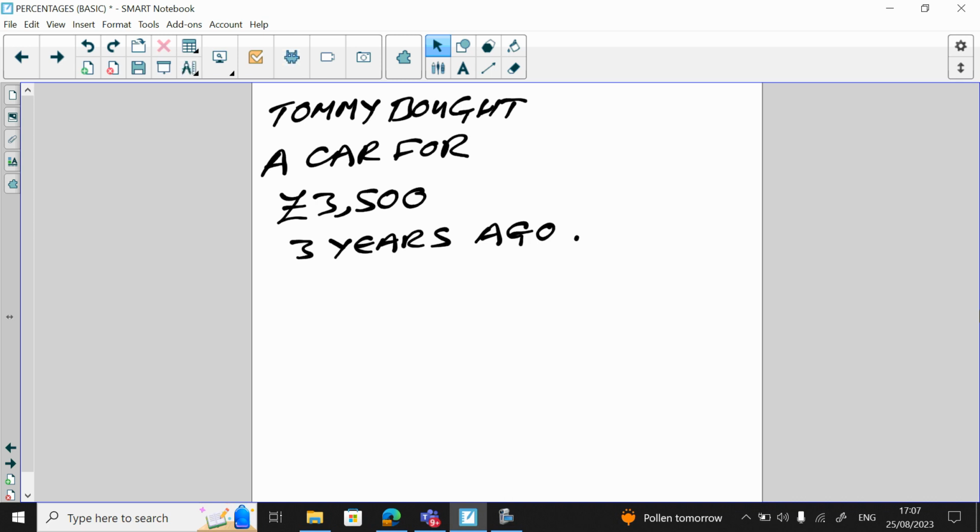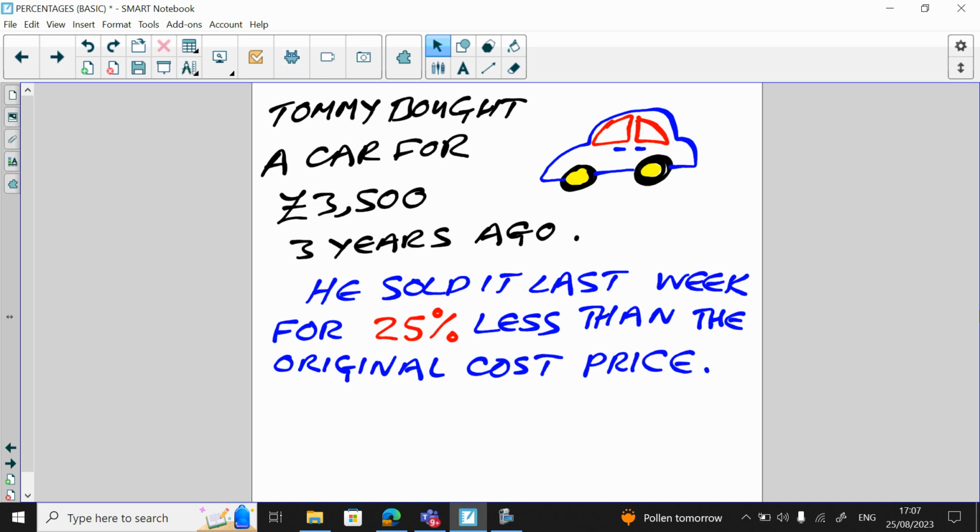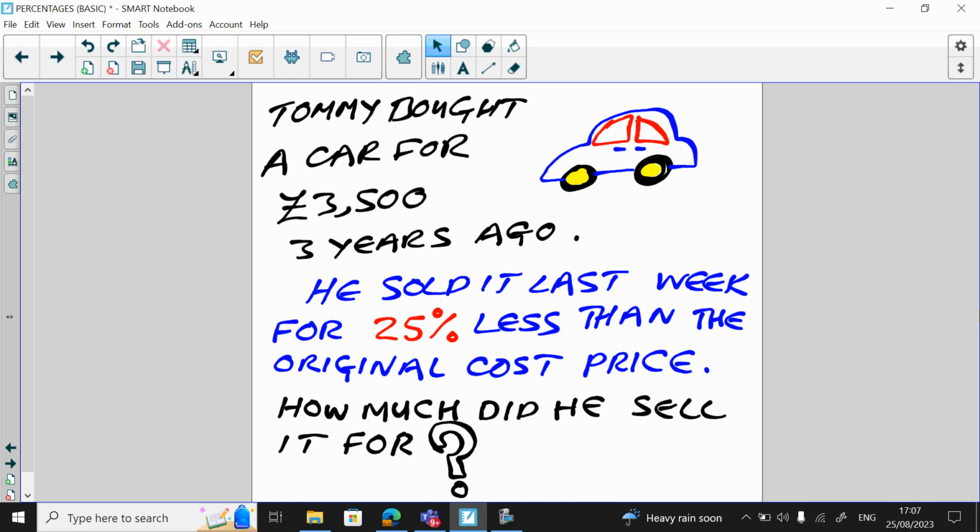So here we go. Tommy bought a car for £3,500 3 years ago. Don't care about Tommy, don't care about 3 years ago. We care about the £3,500 for this car. Okay, fantastic. That's information only. Okay, what's going to happen here? Let's see. Sold it last week for 25% less than the original cost price. That's an additional piece of information there. Okay, additional piece. Let's see. So what's the question? How much did they sell it for?